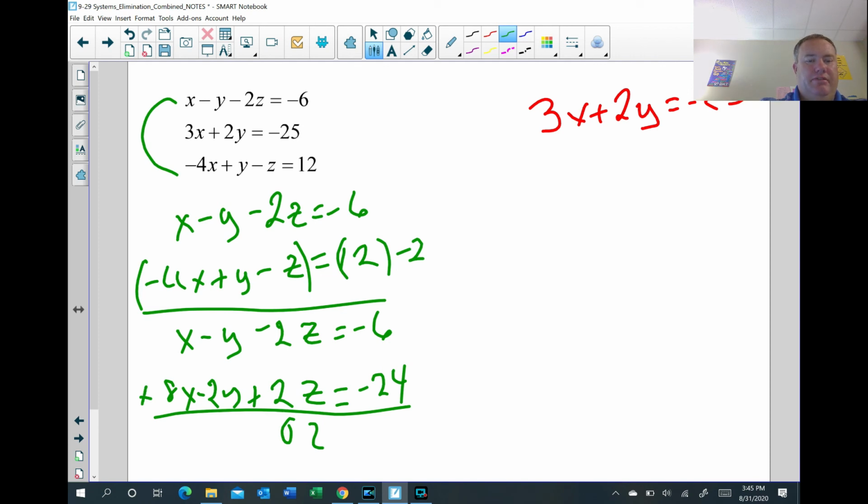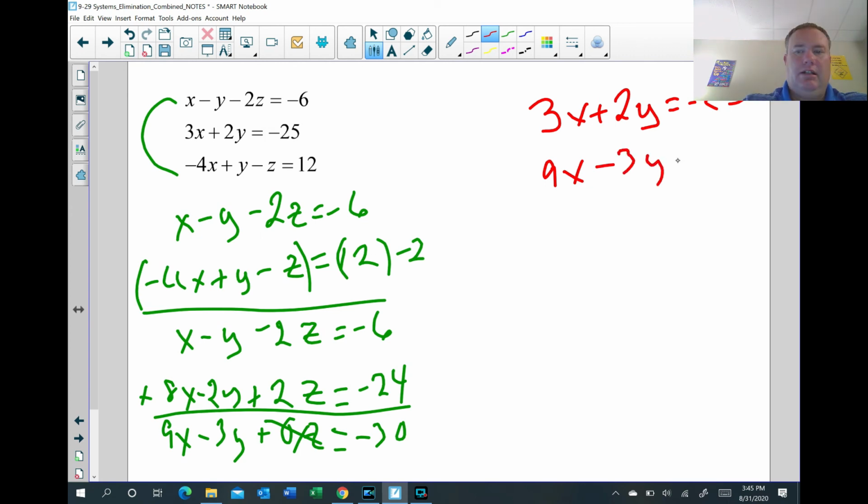Oops, that's supposed to be a positive 8. I apologize. So you've got x plus 8 gives you 9x. Negative y and negative 2y is negative 3y. And then you've got plus 0z, so that's going to be gone. And negative 6 and negative 24 is negative 30. So what you have left here is 9x minus 3y is equal to negative 30. Right.